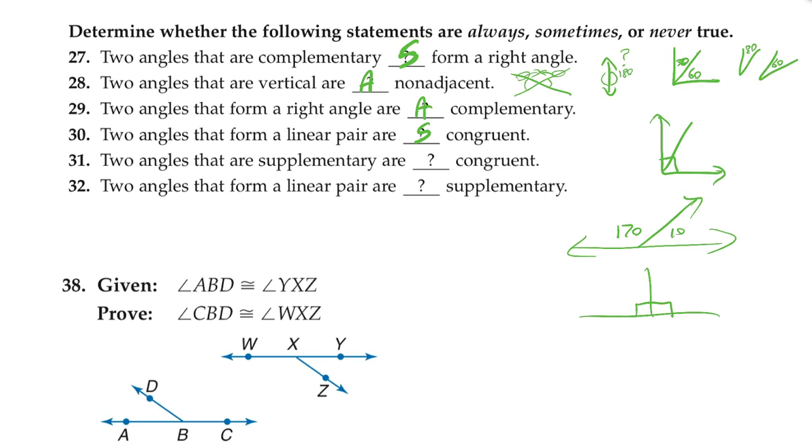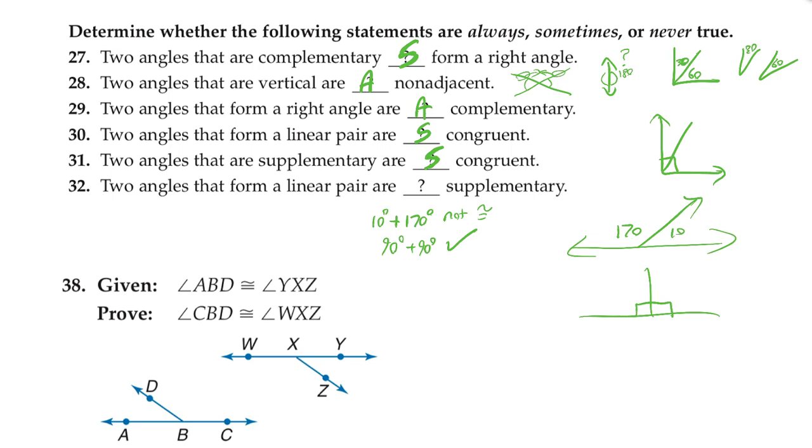Okay, two angles that are supplementary are congruent. So 10 plus 170, those two angles would be supplementary. And 90 plus 90, those two would be supplementary. But these ones are congruent, these ones not congruent. And so definitely that one's a sometimes. So we could have two 90-degree angles add up and be supplementary and complementary. Those would be two right angles. Or we could have any two angles that add up to 180. So yeah, that's definitely a sometimes.